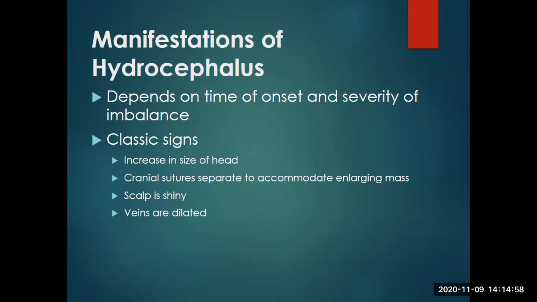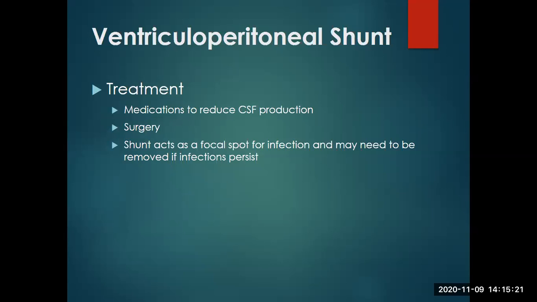And we did go over some of those manifestations. Again, it depends on the time of onset and severity of imbalance. Your classic signs would be an increase in the size of the head, and cranial sutures separate to accommodate the enlarging mass. Also, the scalp is shiny and veins are dilated. And this is the ventriculoperitoneal shunt. Again, this is one of the treatments used to help reduce the CSF. I did tell you that you can find that in your book. It's a great picture of it, figure 14.3.